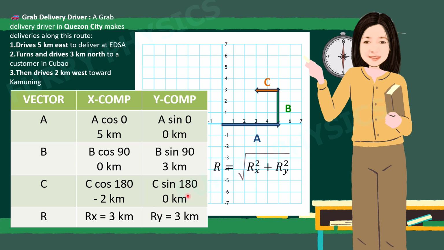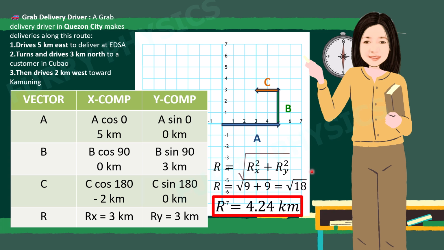So to get the magnitude, we use the Pythagorean theorem. So R is equal to the square root of Rx squared plus Ry squared. And we will be obtaining R is 4.24 kilometers.